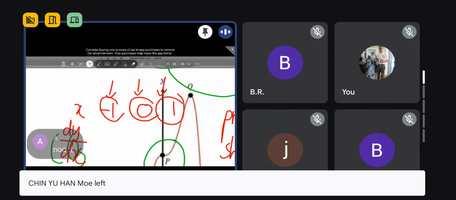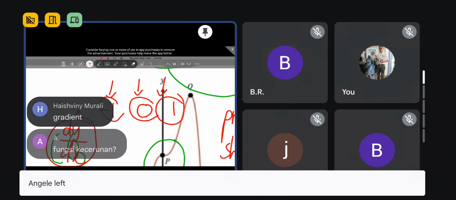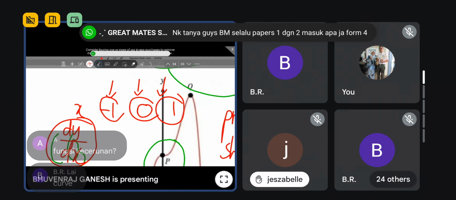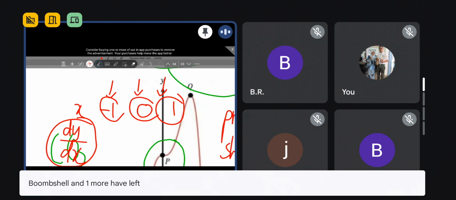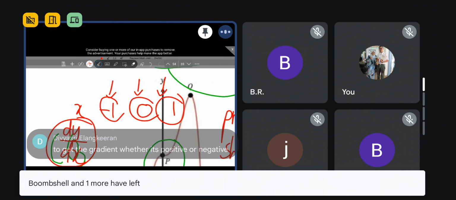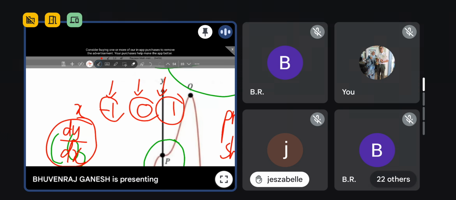Okay, I teach you all. Guys, dy dx represents what? Can you all tell me? Yes, gradient of? Very good. Gradient function. That's the keyword. Or you can say gradient of tangent. Yes, very good. To get the gradient, whether positive or negative, correct.